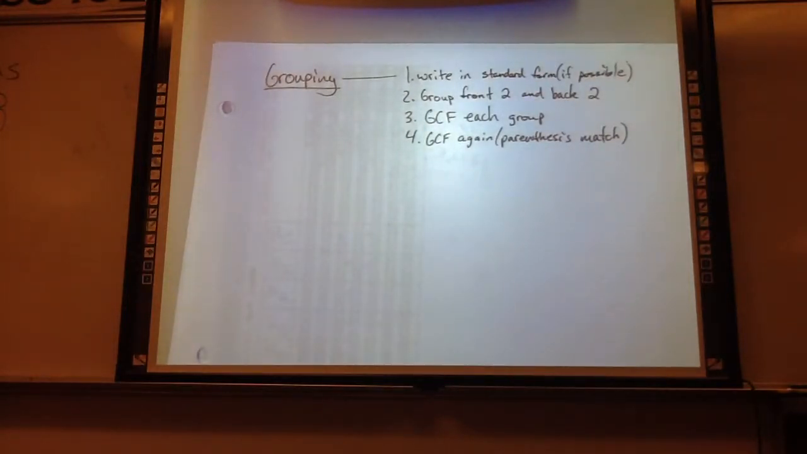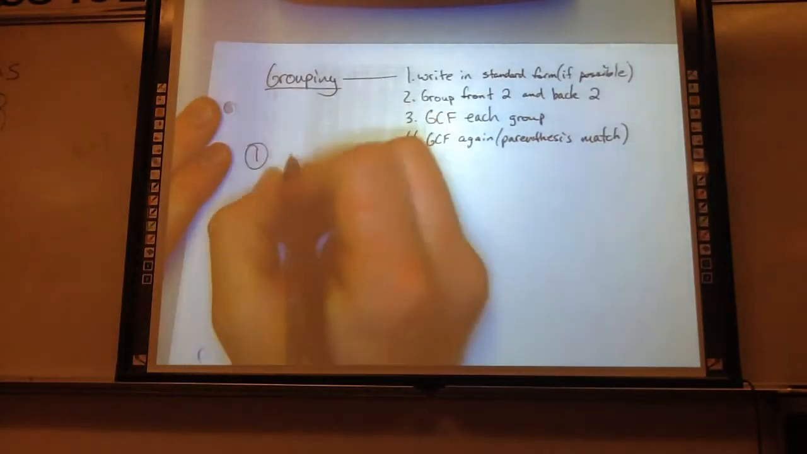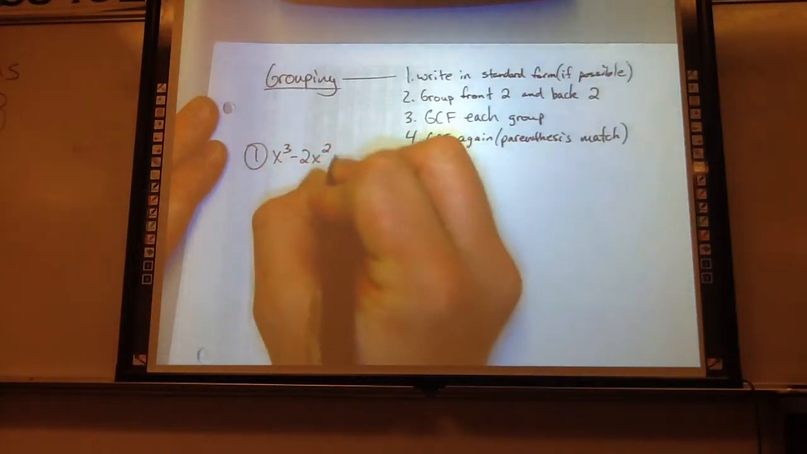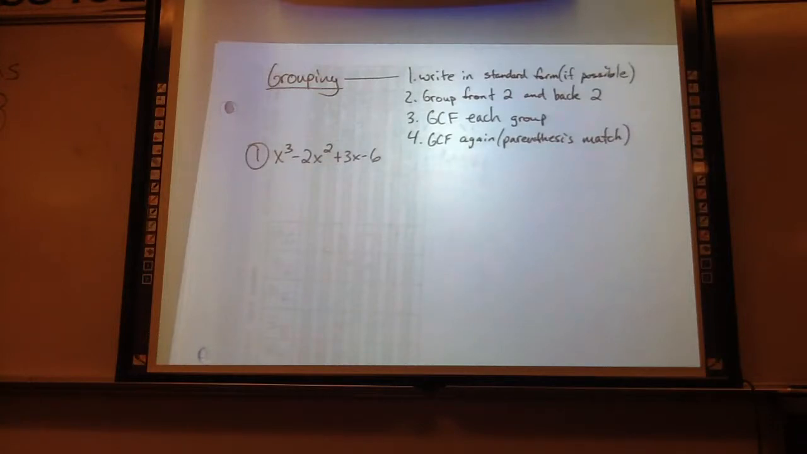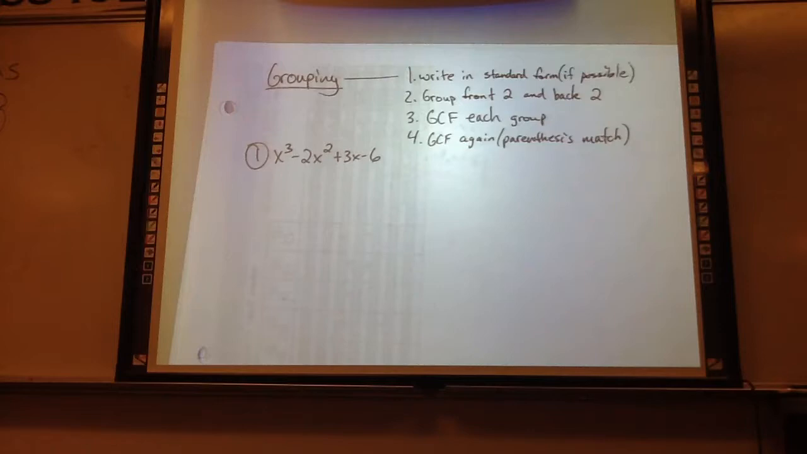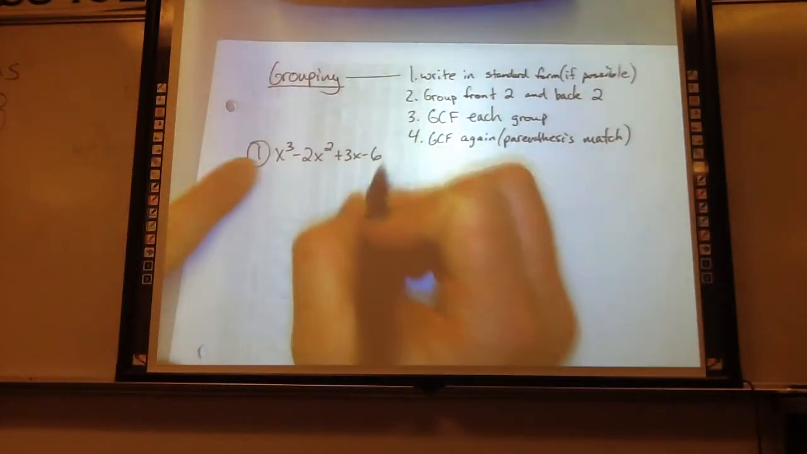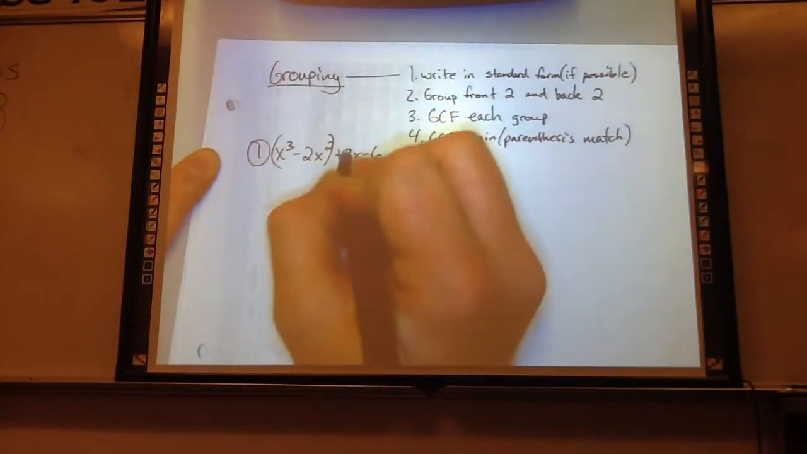An easy example is like this. It's when you take the two outside ones, put them together. That's this. It's GCF again. Watch, I'll show you, my steps make sense. Write in standard form. Done. Group front two and back two. Done.